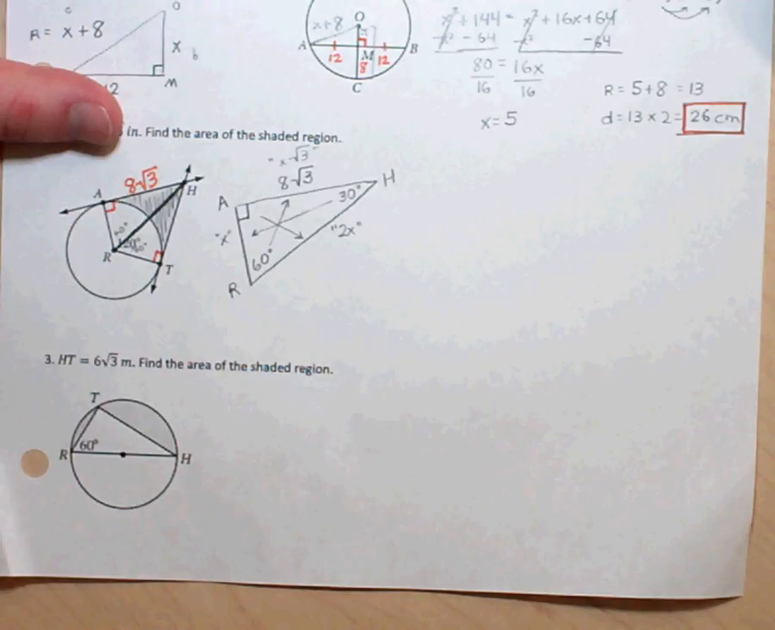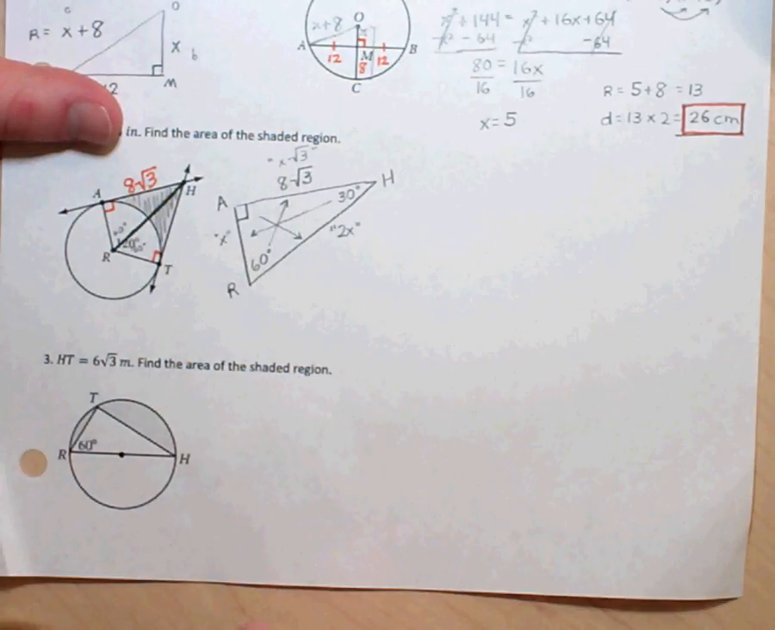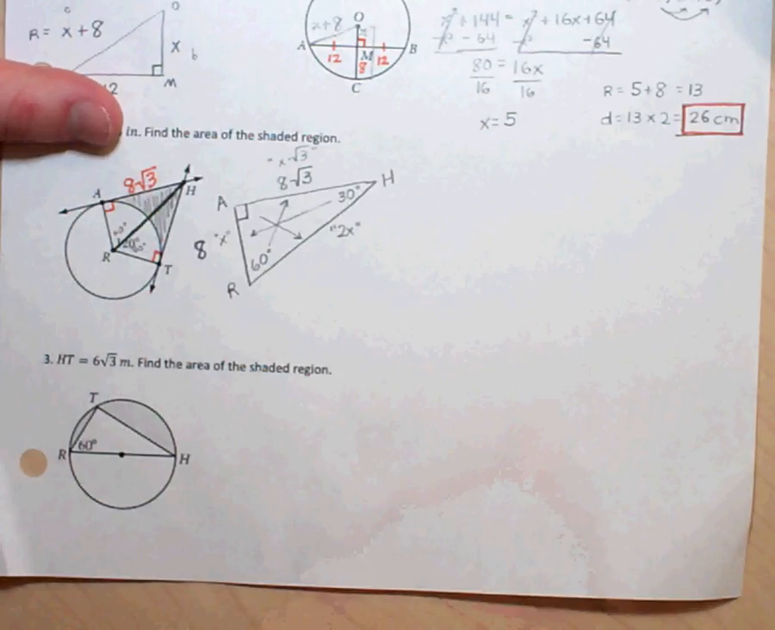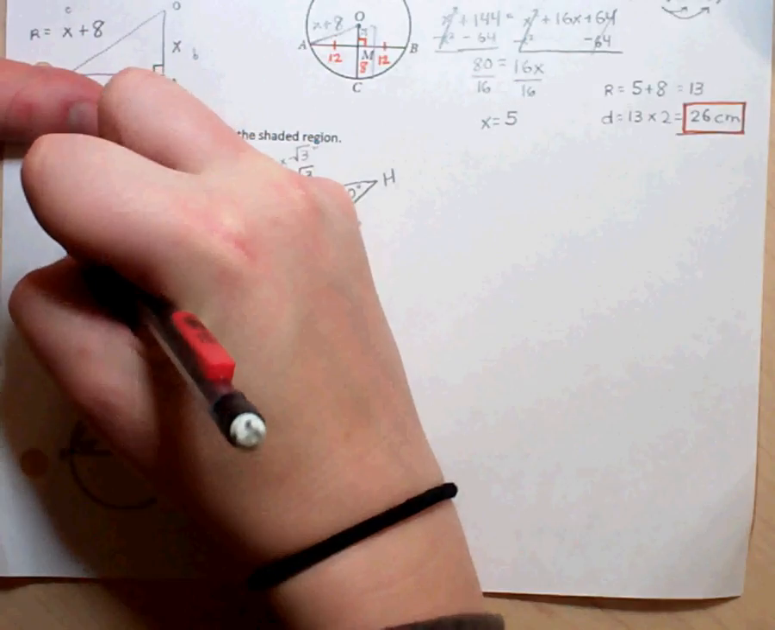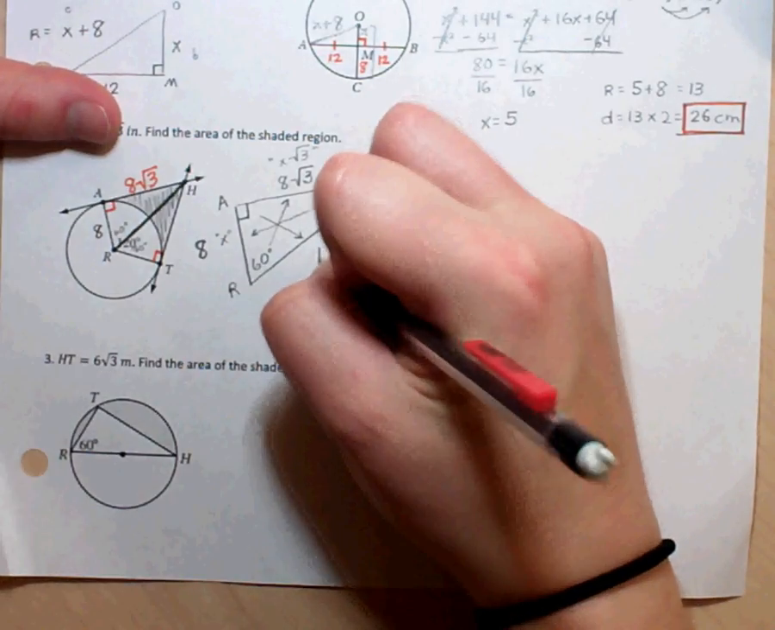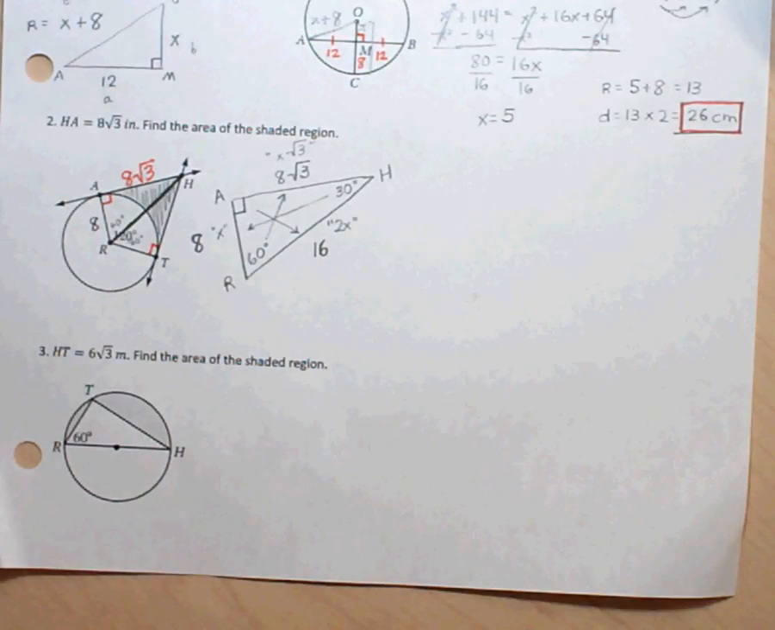And so, since we have 8 square roots of 3 for our x square roots of 3 side, x is 8. And in this instance, that makes our radius 8. Our hypotenuse is 16, but that's rather unimportant to solving the problem.